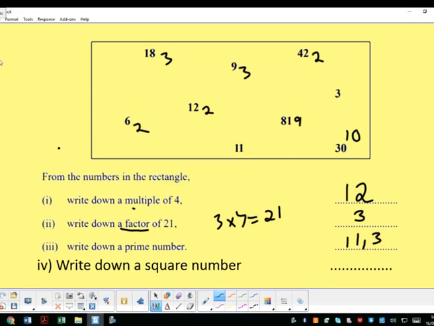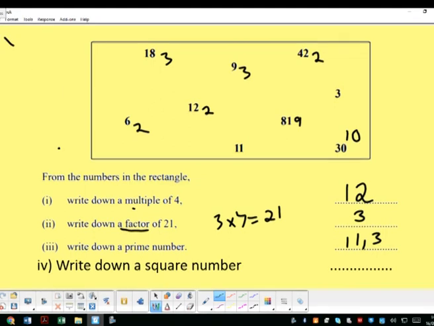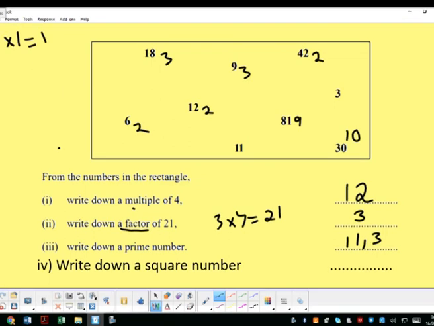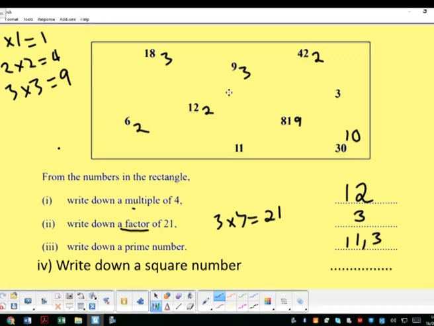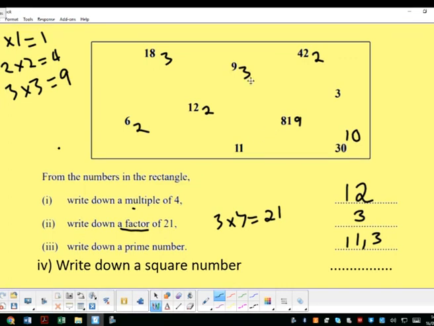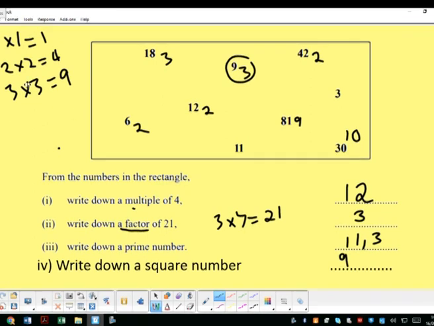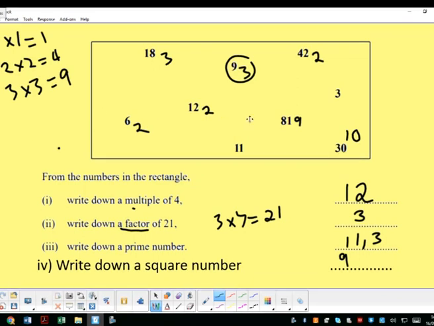Square number, remember your square numbers are 1 times 1, which is 1, 2 times 2, which is 4, 3 times 3, which is 9, and there we've got 9 up here. So 9 is our square number. If you carried on, 4 times 4, 5 times 5, 6 times 6, you eventually get to 9 times 9, which is 81, which we've also got here. Okay, so there we go. You could have 9 or 81.